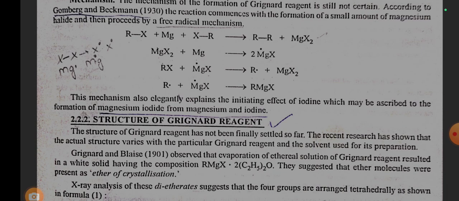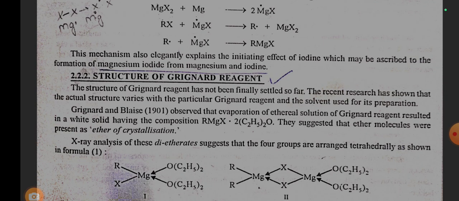This mechanism also elegantly explains the initiating effect of iodine, which may be ascribed to the formation of magnesium iodide from magnesium and iodine. Structure of Grignard reagent. The structure of Grignard reagent has not been finally settled so far. Recent research has shown that the actual structure varies with the particular Grignard reagent and the solvent used for its preparation.